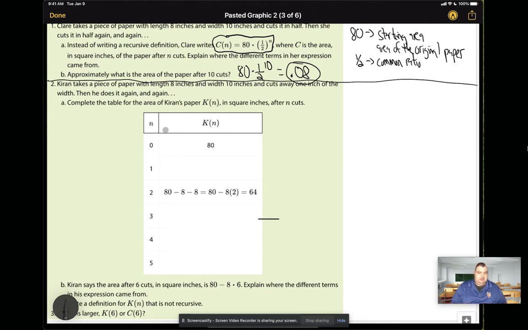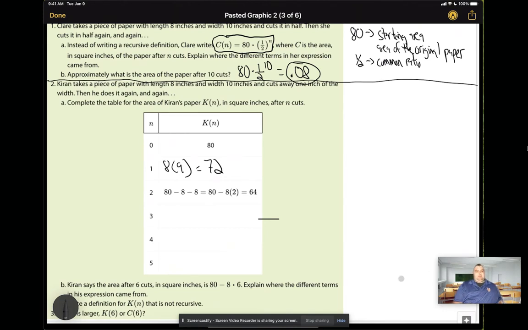To figure out the area after one cut, well, my length is going to stay the same, but my width is going to go down by 1. So my width is going to go from 10 to 9. So my new area is going to be 8 times 9, which is 72.